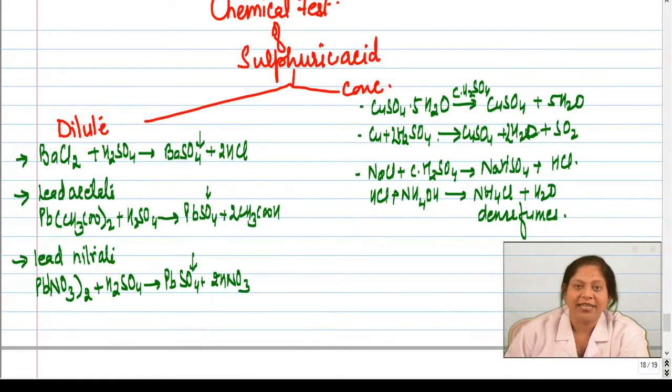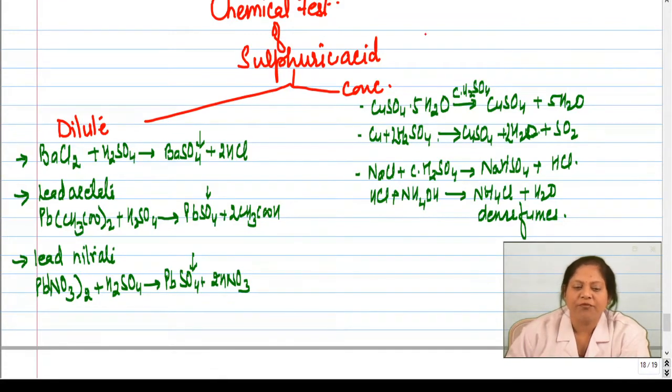Okay, so let's see how. This is very interesting, children. It's like playing a game and finding the thief. Suppose you are playing a game and you have to find out who the thief is. Similarly, here you are playing a game where you are finding out which acid it is and in which form it is present.